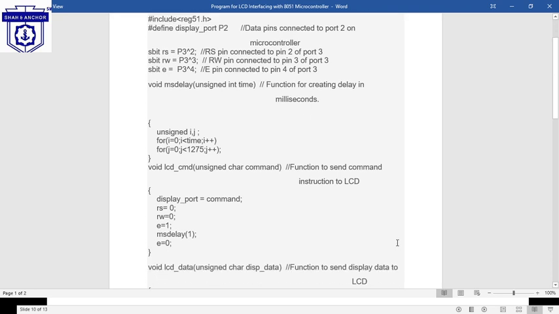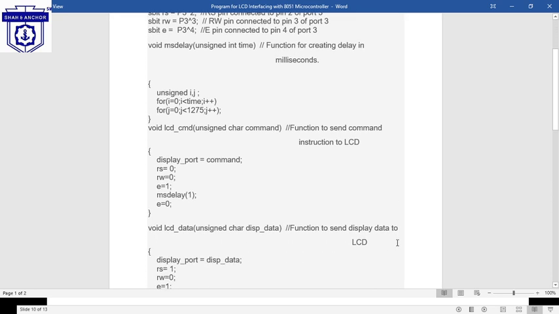So we talk about the millisecond. Unsigned i, j, we declare the two loops. For i equal to 0, i is less than time, i increment. Then for j equal to 0, j is less than 1275 and j incremented. Then void LCD_CMD, unsigned char command.